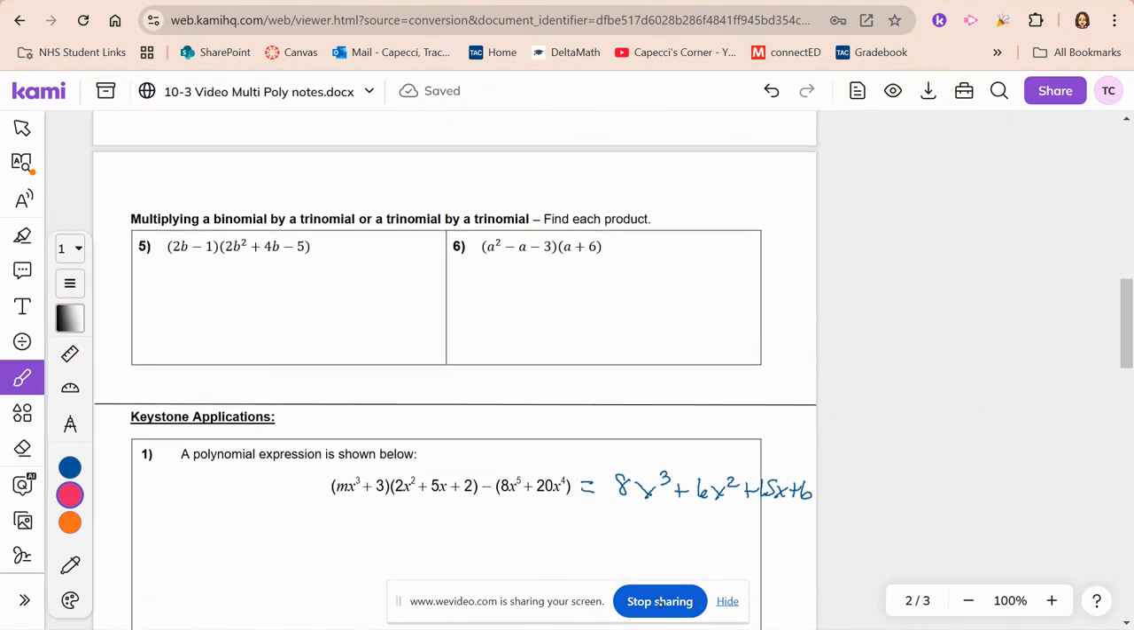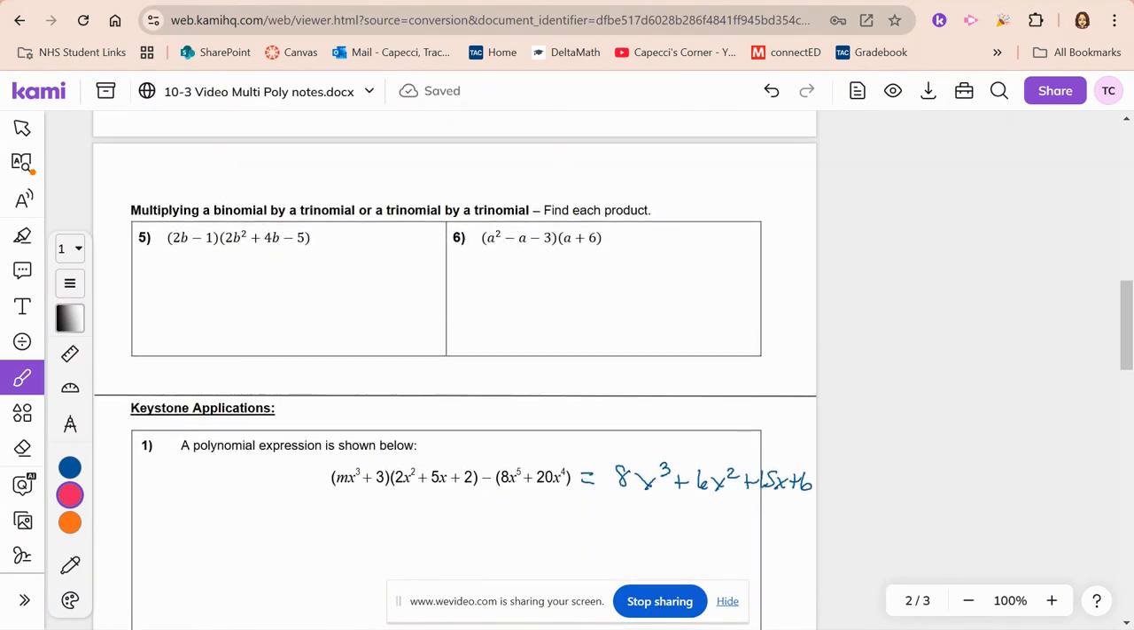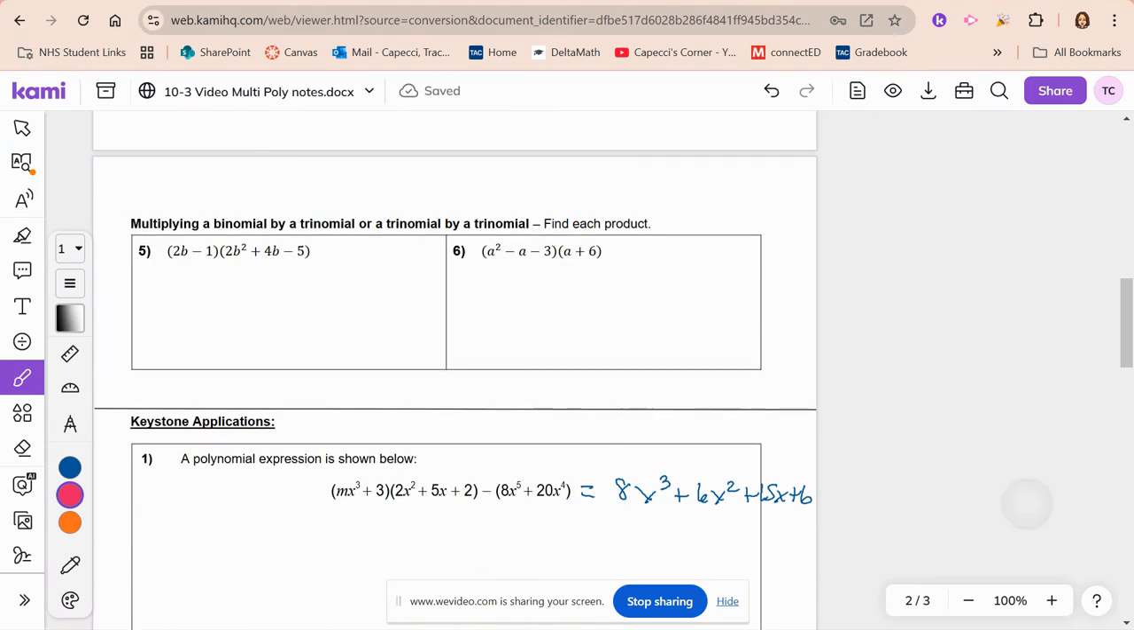Okay, moving on. Let's multiply a binomial by a trinomial or vice versa, depending on which one comes first. So this is definitely a form of distributing. So I'm going to take that 2b and I'm going to multiply this whole trinomial, 2b squared plus 4b minus 5. And then I'm going to do the next term in my binomial, which is negative 1. And again, I'm going to write that all again, 2b squared plus 4b minus 5.